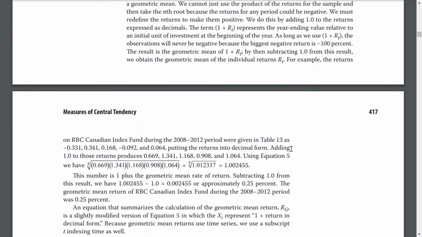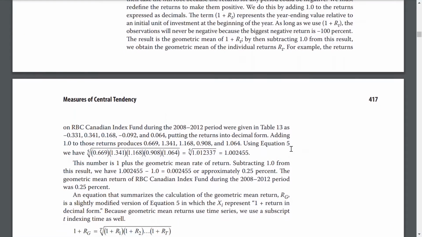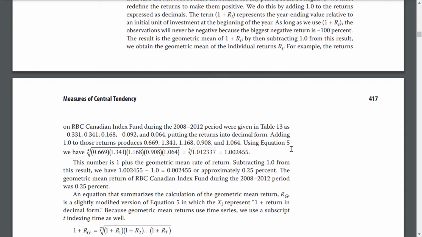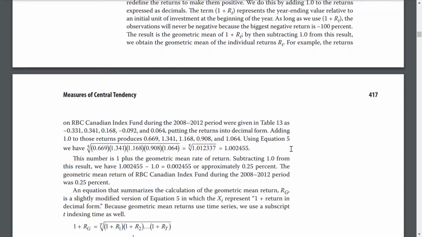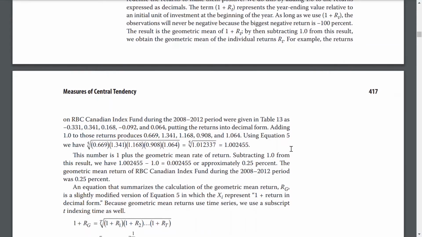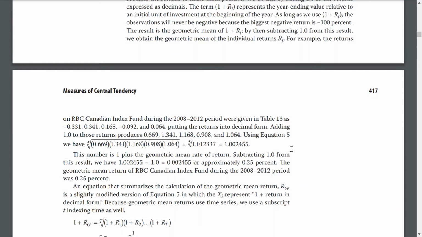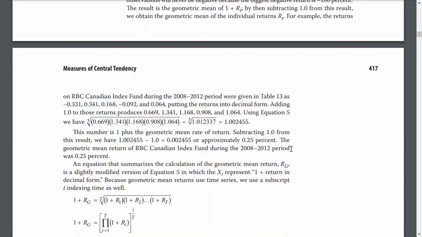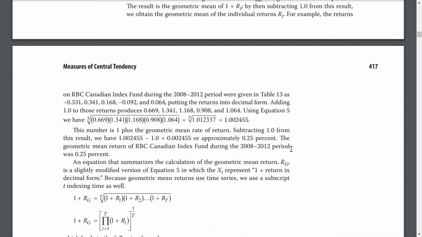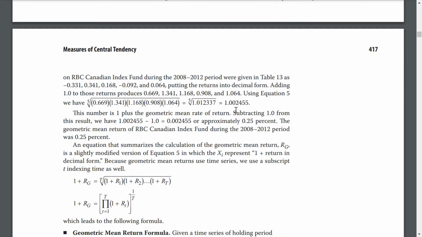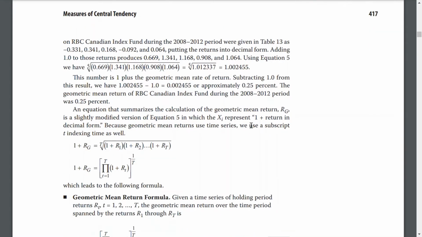For example, the returns of the RBC Canadian Index Fund during the 2008 to 2012 period, given in table 13, were negative 0.331, 0.341, 0.168, 0.09, negative 0.092, and 0.064, put in decimal form. Adding 1 to these returns produces 0.669 and so on, which gives us 1.002455, which is around 2.4%, 2.5%. Okay, so this is the geometric mean formula.